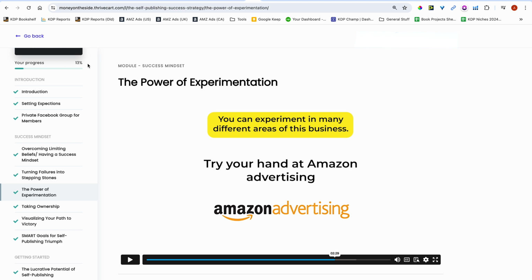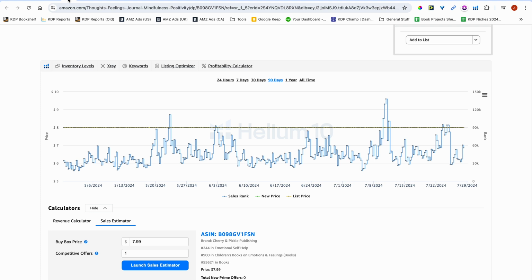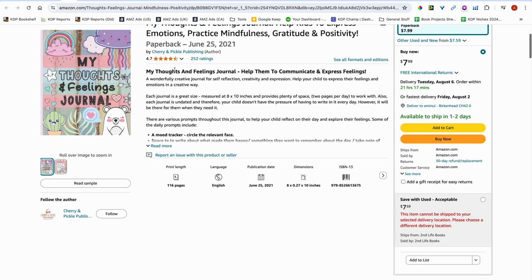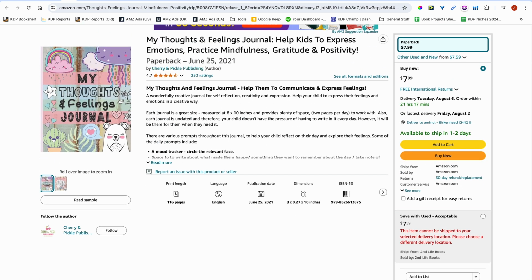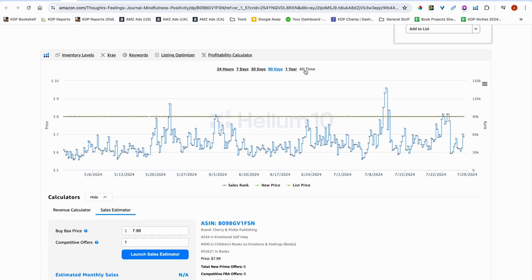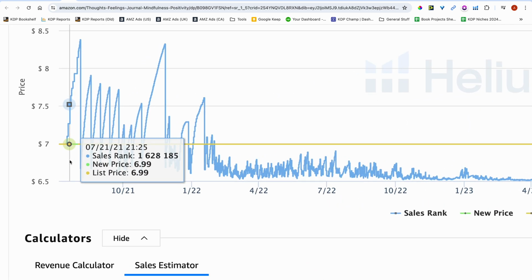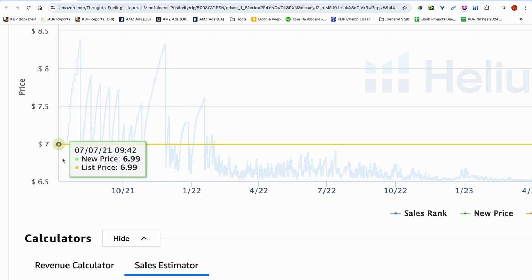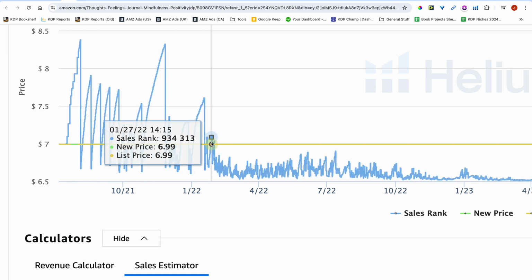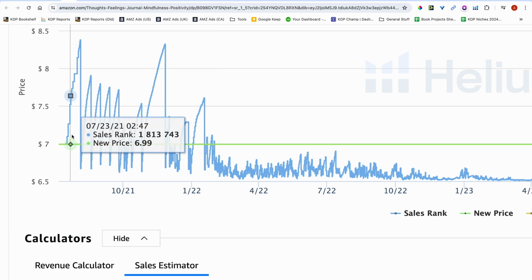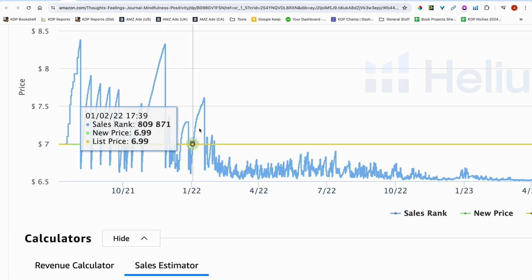The next way in which the tool can be useful is to see how long it can take for the book that you publish to take off. So I'm back on this book over here. You can see that they published this book back in June of 2021. If you go to all time over here, you can get an idea about how long it can take your book to take off based on the data. They released their book back in July of 2021, and you can see that it took them 6 to 7 months for their book to really start to take off. You can see this from the graph and the BSR associated with it.